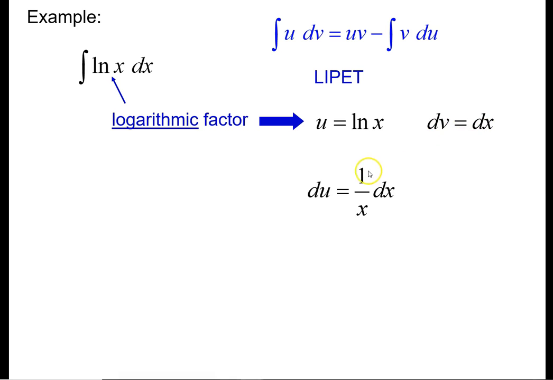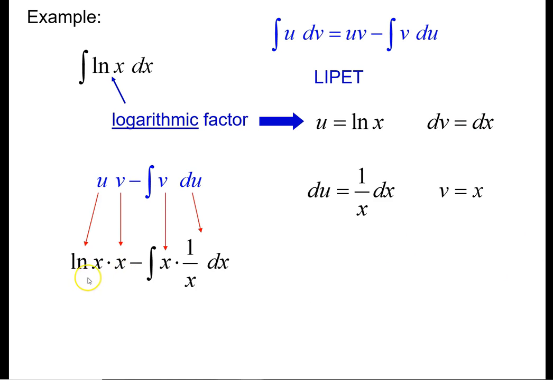So then I need du, which is 1 over x dx, the derivative of the natural log, and then I need v, which is the antiderivative of 1 dx, which would just be x. So we put this together, we have u times v, so the natural log of x times x, minus the integral of v, which is x, times du, which is 1 over x dx. Notice that those x's cancel out, and I'm just left with integrating 1 dx, which is just x. So that expression is the antiderivative for the natural log of x dx.